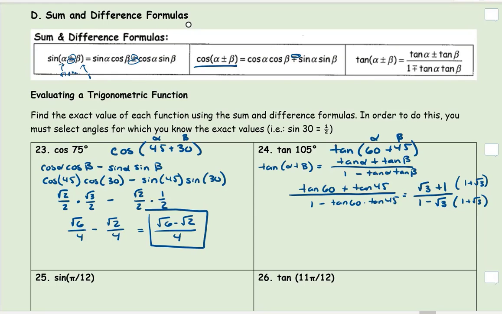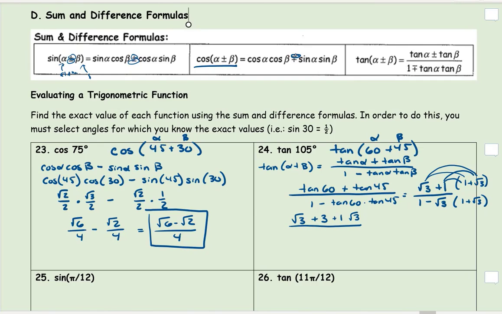So what we're going to do is distribute. We have root 3 times 1 is going to be root 3. Root 3 times root 3 is just 3. Then we have 1 times 1, which is 1. And then we have 1 times root 3, which is just root 3. We're going to clear this up in just a moment.